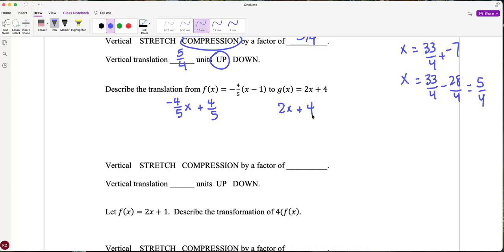So I'm going to have to multiply. So what is it? Negative 4/5. I need the 5 to cancel, and then I'm going to have a negative 2. So I'm going to have to multiply by negative 5/2. That's how I get a 2. So I'm going to take this first function. I'm going to multiply by negative 5/2.